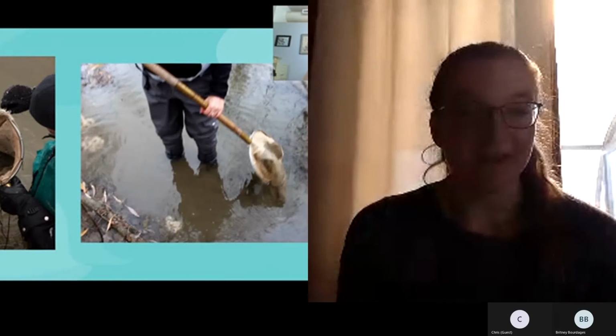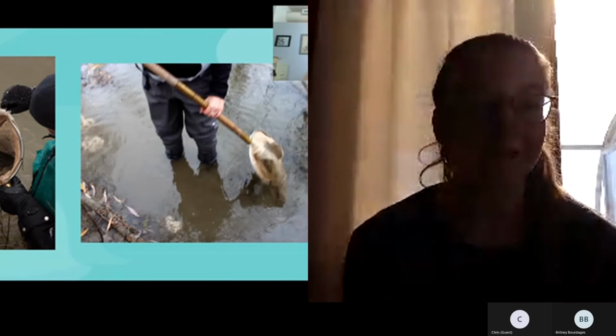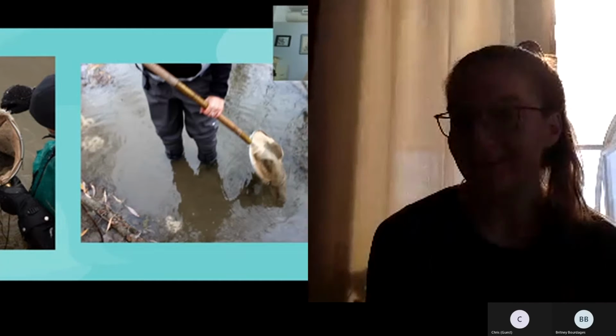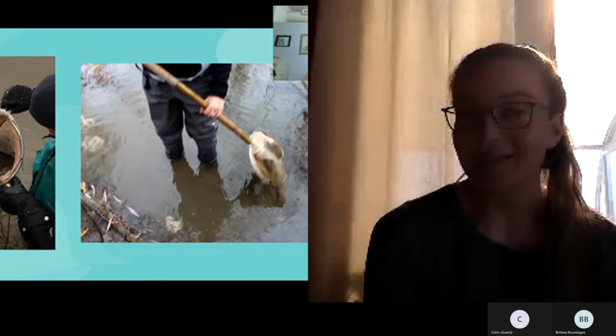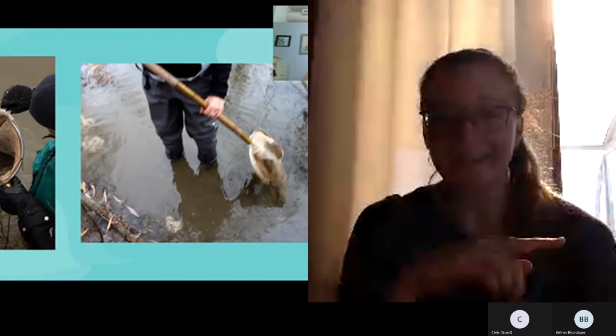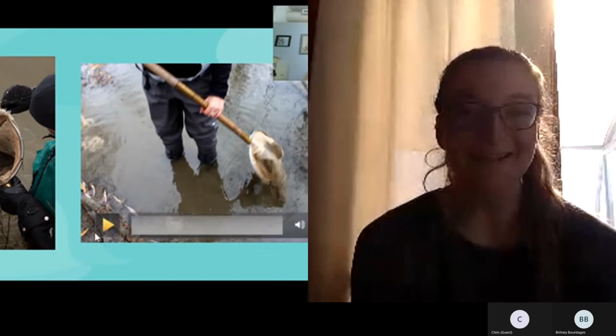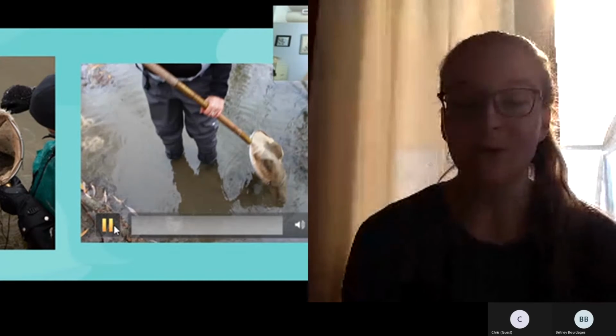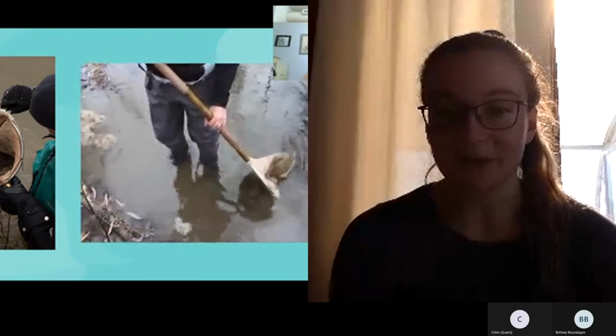So we use this net. It is in the shape of a letter, which gives away its name. So this is a D net. Thank you, Lexi, for outlining it for me. It is a D net, yes, and it has a very small mesh so that the inverts can't get out once you catch them.